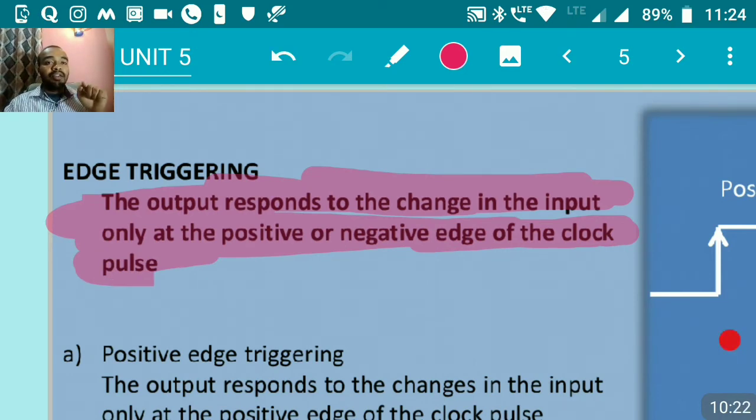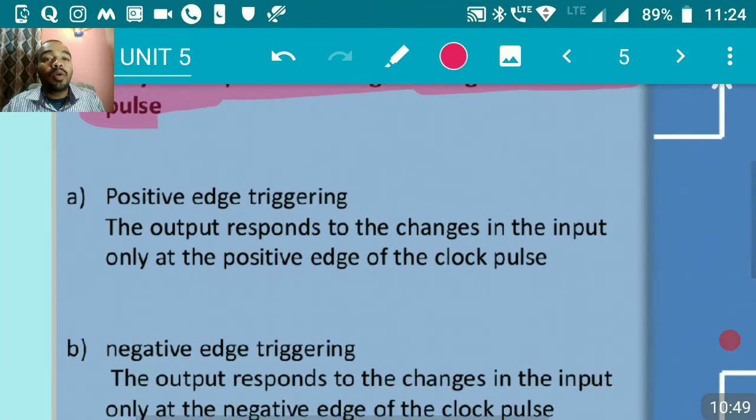So if I have a clock pulse like this, the level is what I call level triggering. If during this level your flip-flop is going to respond, that is what I call level triggering. And if at the edge of the clock pulse your flip-flop is going to perform, then I call it edge triggering. Simple, right? Then let us go on to understand what positive edge triggering and negative edge triggering are.